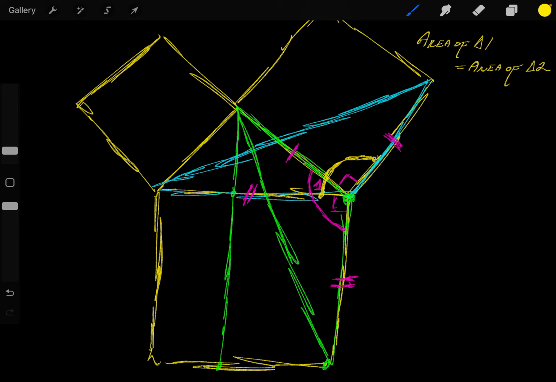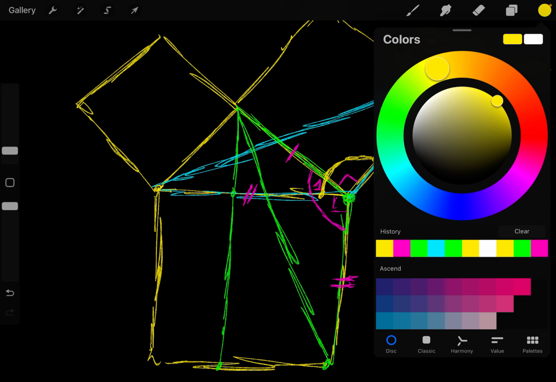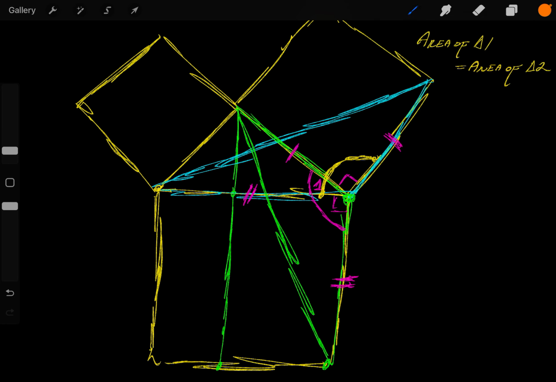Now the next thing, I want to show that this green triangle is half the area of that rectangle. So how do I do that? Or what am I saying? Let's go through what I'm saying here.